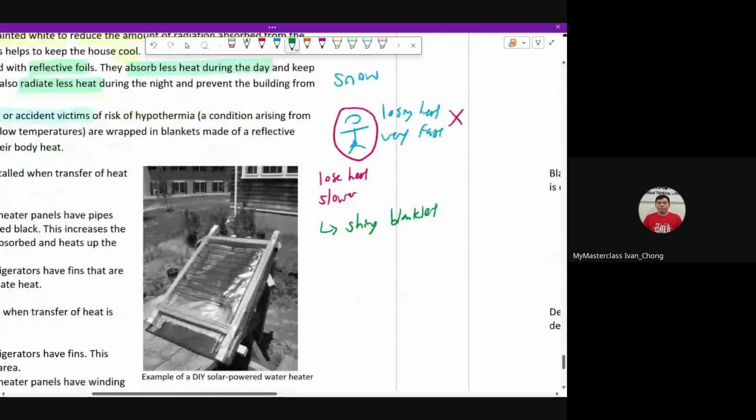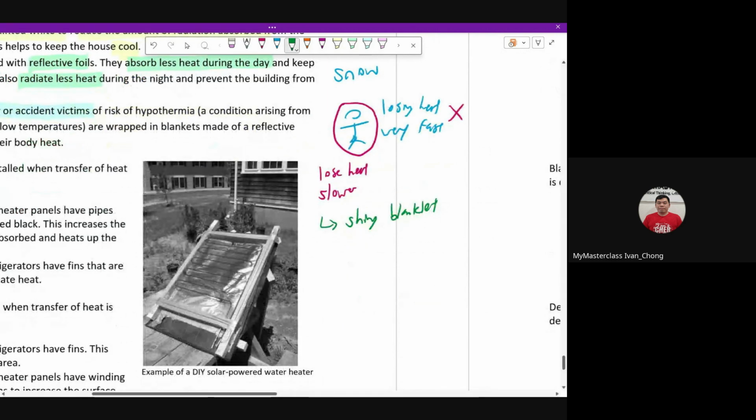First thing, why a shiny blanket? Okay, ask yourself, you have your three methods: conduction, convection, radiation, right? You can actually use all three methods to explain. So first thing, conduction: your blanket itself will trap air, which is a poor conductor of heat.